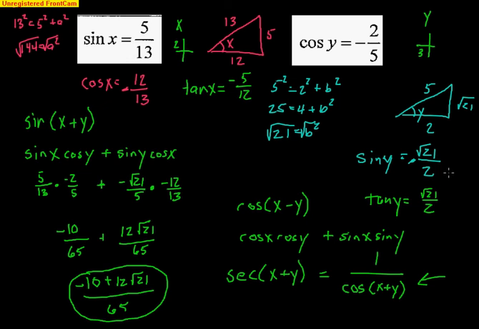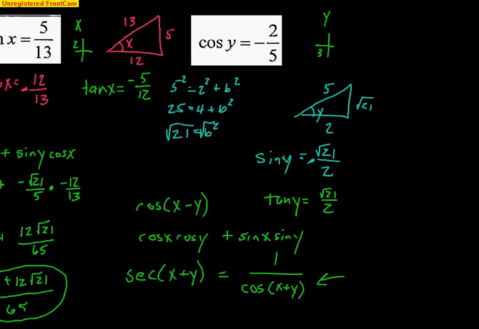There is one more problem I want to do from your worksheet, and I'm saving it for last because it does take quite a bit of time to do. It is the verifying problem: cosine of 3x equals 4 cosine cubed of x minus 3 cosine of x. Now let me demonstrate how I'm going to do this. I'm actually going to start with the left-hand side here and make it look like the right.